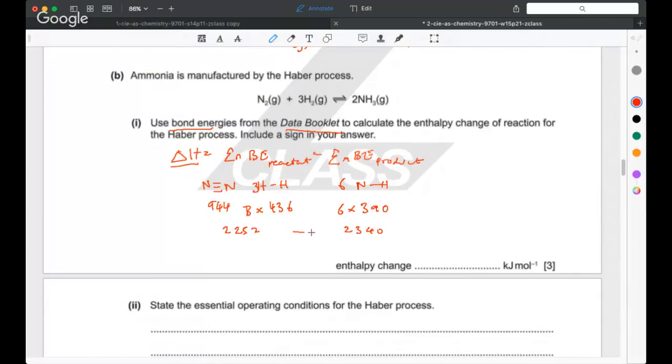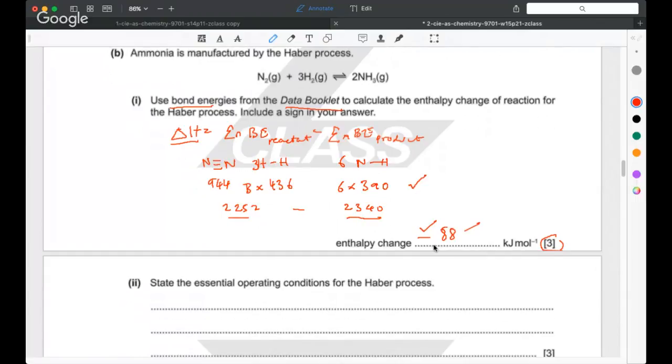And 2,252 take away 2,340 gives you 88 kilojoules per mole, and because you've taken a larger number away from a smaller number, that's a negative value. And so the examiner is looking for 3 marks here. You're going to get 1 mark for working everything out, 1 mark for the answer, and 1 mark for the negative sign because you took a larger number away from a smaller number. It's a negative enthalpy change. That's another way of saying it's exothermic, isn't it? Good.